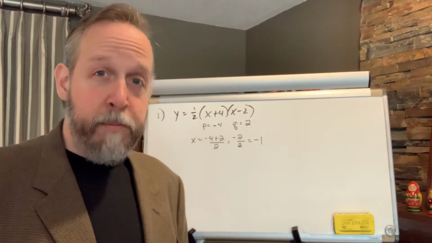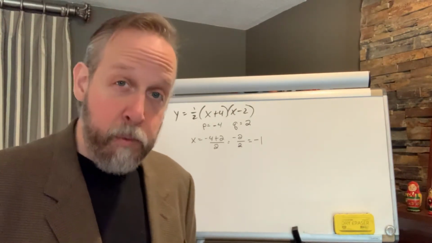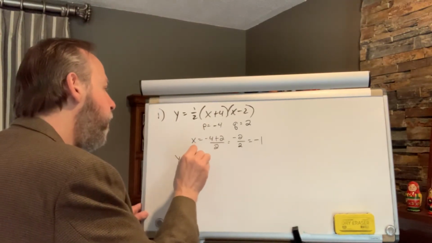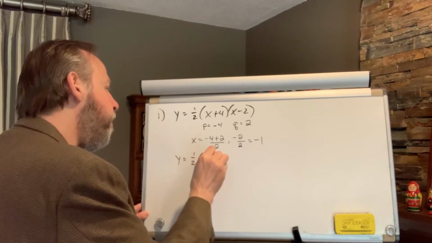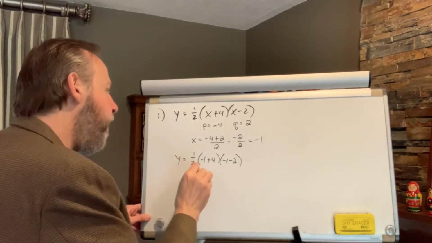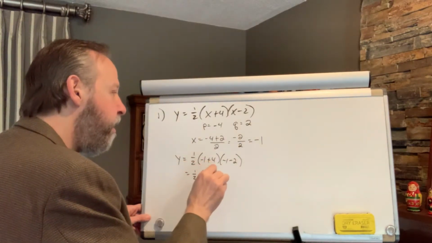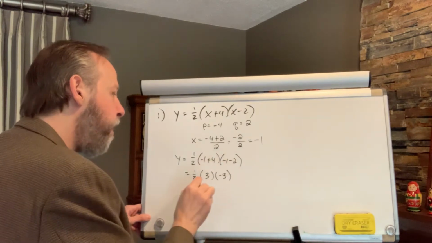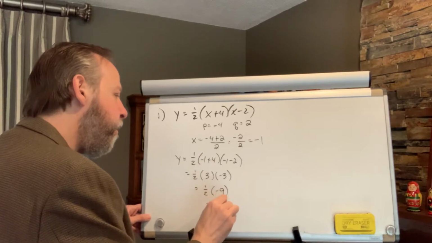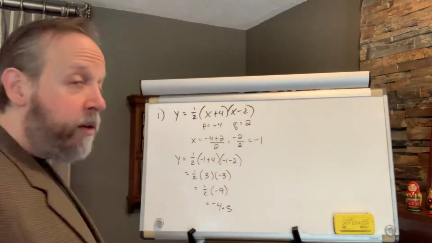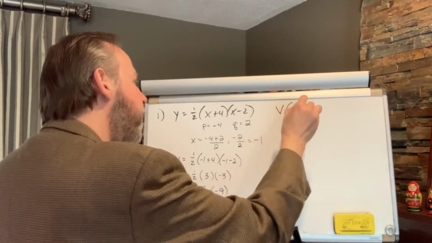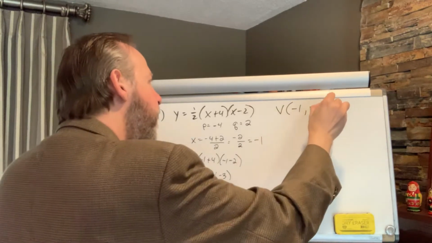We're going to take that information and plug it into the equation to find the y value of the vertex. So plugging it in, I get y equals 1/2 (-1 plus 4)(-1 minus 2). And that's 1/2 of 3 times -3. And that's 1/2 of -9, which is -4.5. So the vertex of this parabola is going to be at, capital V for vertex, (-1, -4.5).